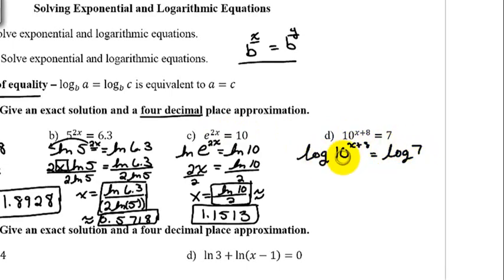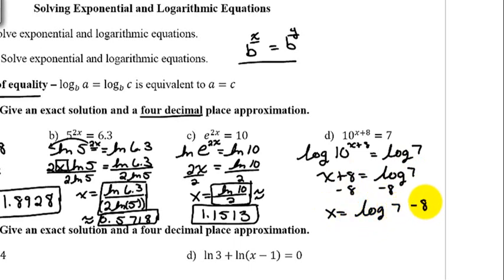Okay, so we get log of 10 raised to the x plus 8 equals log of 7. And the log base 10 of 10 raised to the x plus 8 is just x plus 8. And this is equal to the log of 7. And then we need to subtract 8 from both sides. So we get x is equal to log of 7 minus 8. And remember, these are separate things. So you need to make sure that this is one thing and this is another thing. It's sort of like having the square root of 7 minus 8 or something like that. So this would be your exact solution.